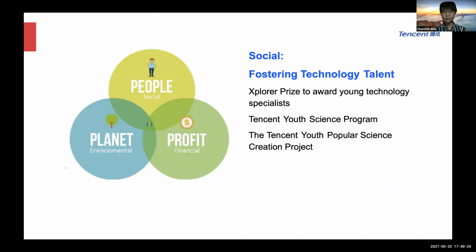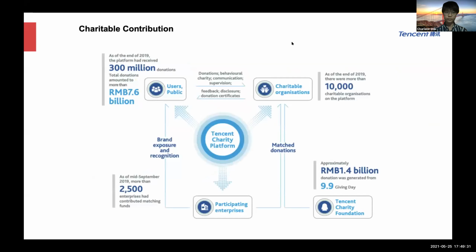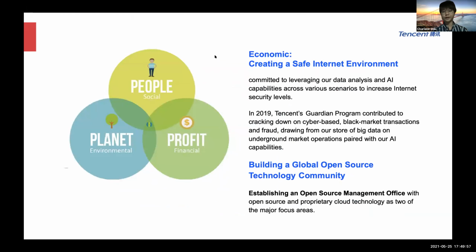For the social aspect, they aim to nurture new technology talents. For example, they will set up some prize to award the young technology specialists as well as the scientists. For the charitable contribution, they have developed a digital platform for the charity, for example, to connect the user, the public, the organization, as well as the enterprise to provide a mix and match platform for the general public. For the economic, they aim to create a safe internet environment, for example, to protect the student from overusing the internet, as well as to protect the data in China. And they also aim to build a global open source technology community.